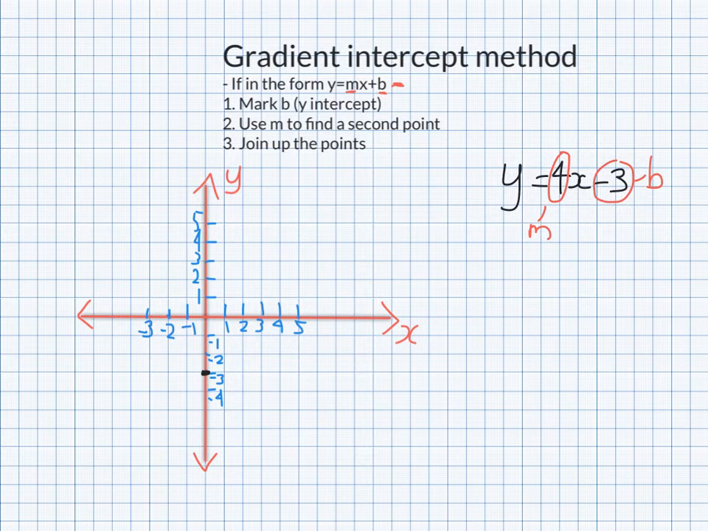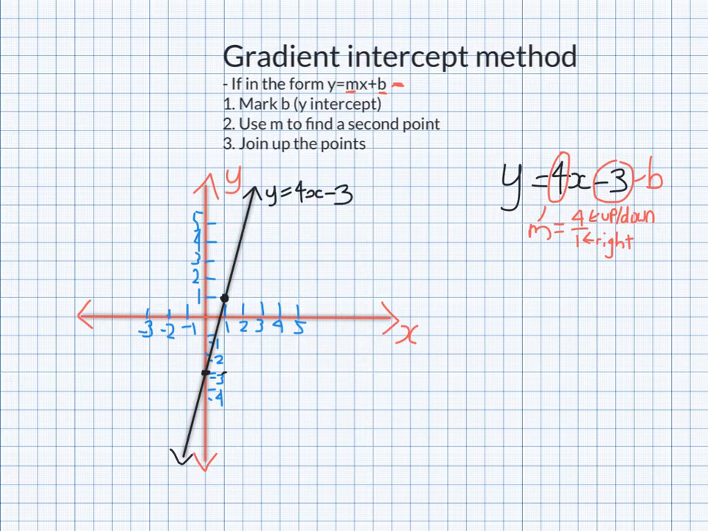Then we use the gradient to find a second point. The gradient here is 4, which is 4 over 1. The bottom number tells you how far you go to the right, and the top number tells you how far you go up or down. You go up if it's positive and down if negative. I'm telling you always go to the right. So 4 over 1 means we go 1 to the right, which is here, and then we go up 4 because it's positive, to there. That is our second point. Now all we need to do is join them up. So this line here in black is the line y equals 4x minus 3.